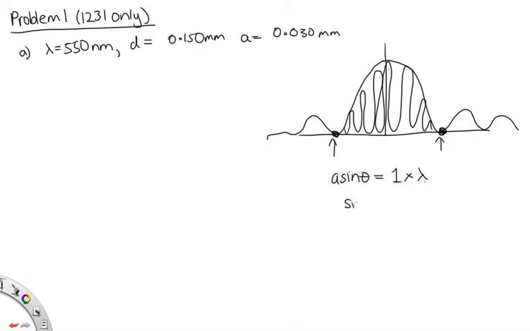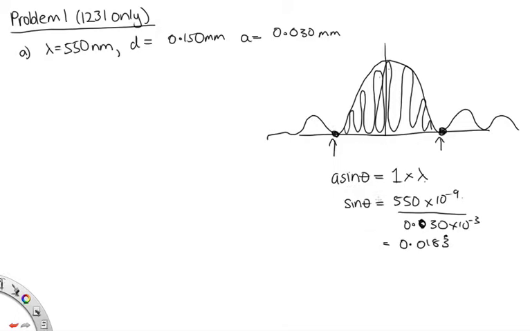We know that sine theta is equal to lambda, which is 550 times 10 to the minus 9, over a, which is 0.030 times 10 to the minus 3. So that tells us that sine theta is equal to 0.0183 recurring, so these threes keep on going. So that's the sine theta.